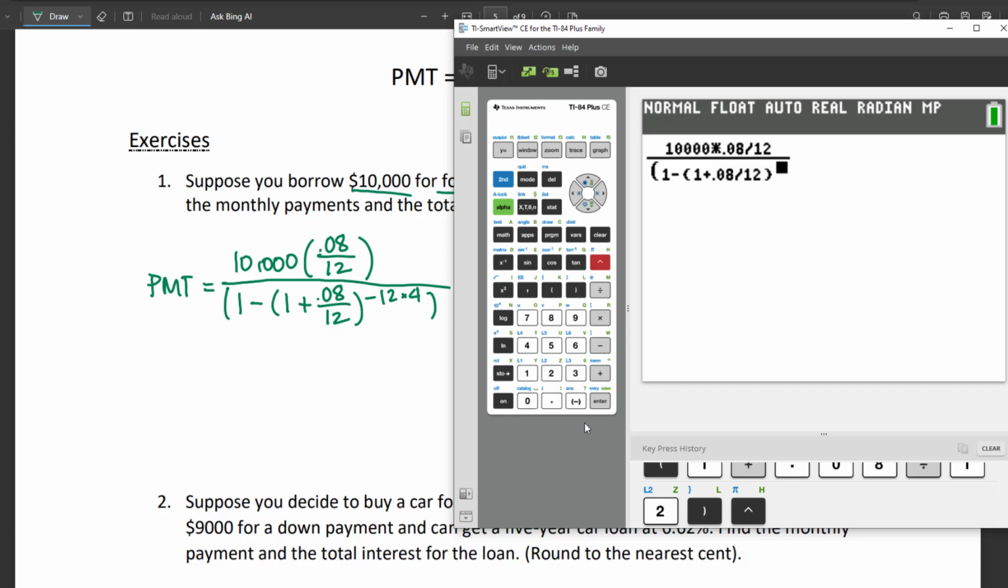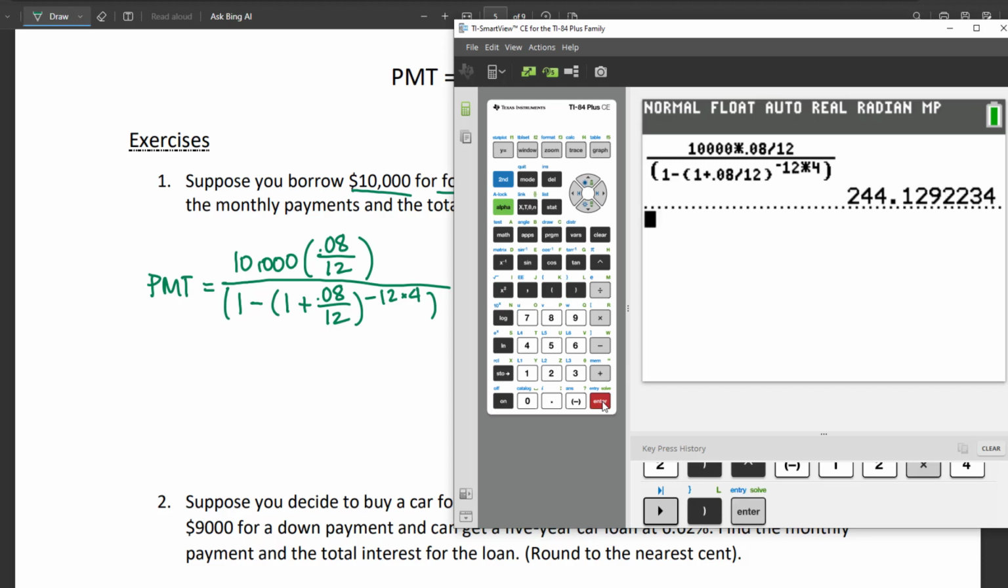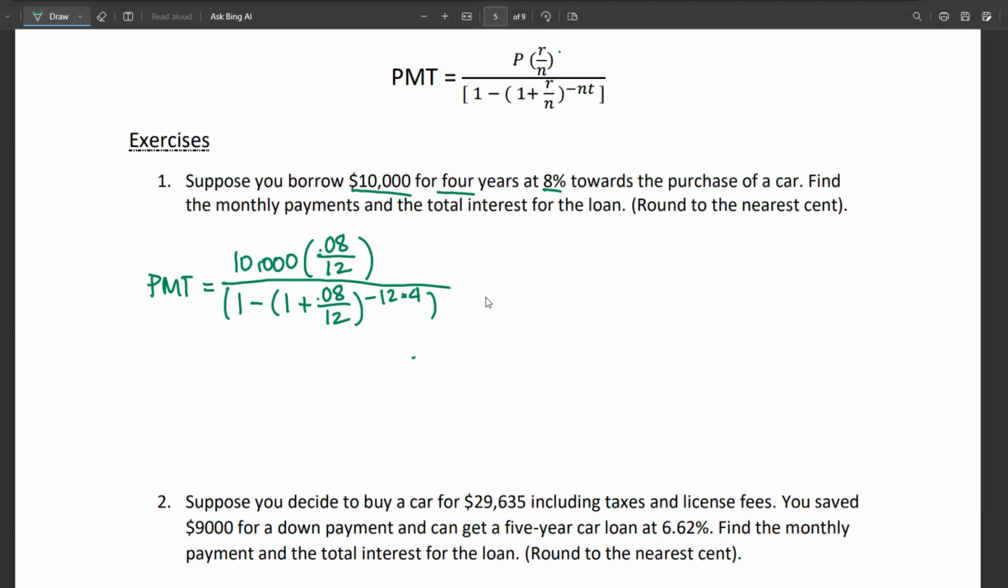Now, the negative button that you want is down here right next to the enter button. You don't want to put the subtraction sign. So negative 12 times 4. And then close our parentheses. And we get a payment amount of $244.13. So this is our monthly payment.